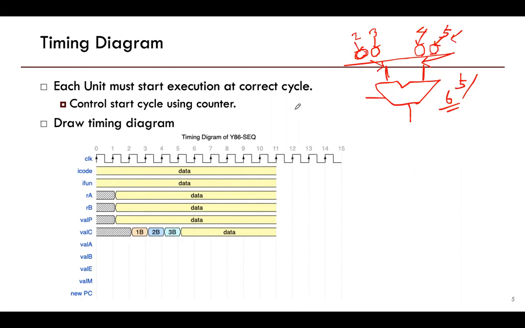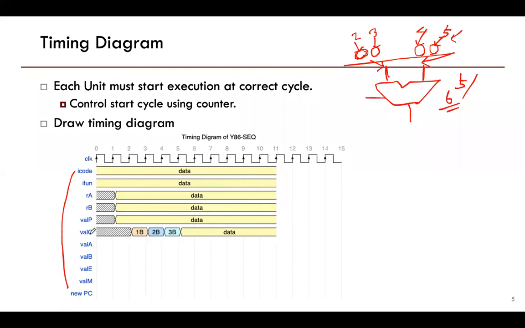Whenever you integrate a new module, you should have a timing diagram. Then you can figure out at which timing each module can start. So here I made a completed timing diagram, and I listed out the output values of each unit.